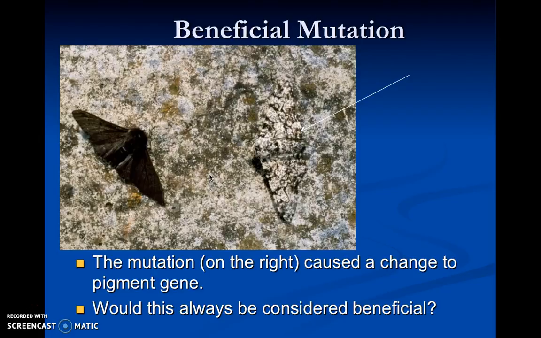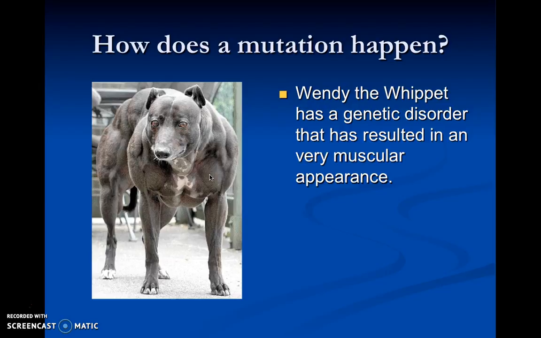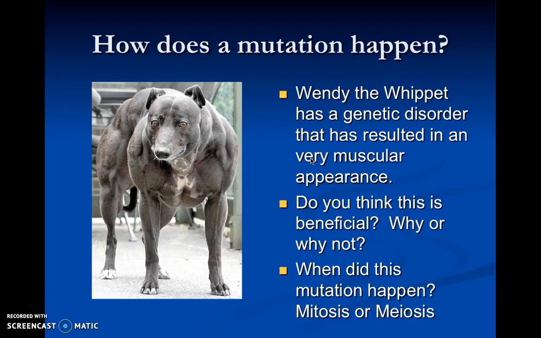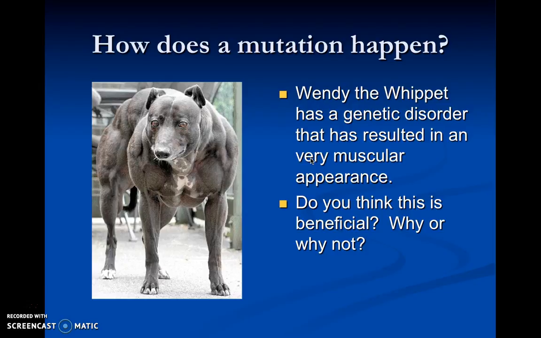All right, welcome back. So how do mutations happen? Let's take a look at this whippet. Whippets are little racing dogs, but this whippet has a genetic disorder called double muscle that results in a very muscular appearance. So do you think this is a beneficial mutation? Why or why not? If you said, yeah, it's a beneficial mutation, actually, this is a negative mutation.